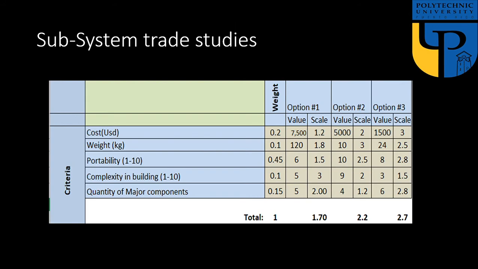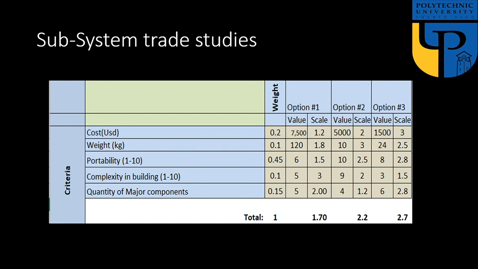And so now for my 3 critical components, first I'm going to be showing you the 3 options that we just saw. As you can see, my criteria were cost, which is very important, weight, also important for portability again, the complexity in building it, and the quantity of major components. If you see the total of the 3 sums, option 3 seems like the best option, which is also the one that we're going to be developing.